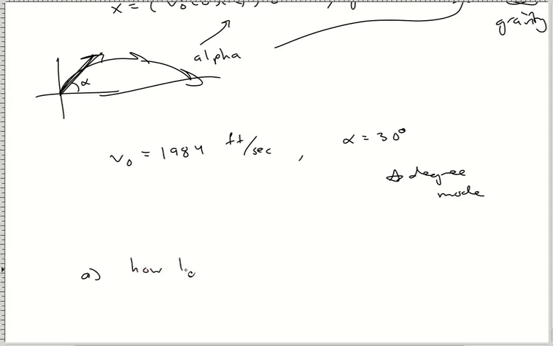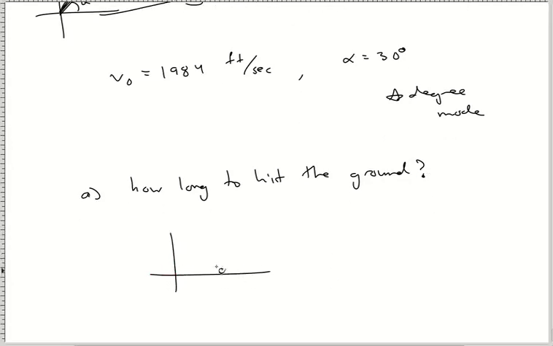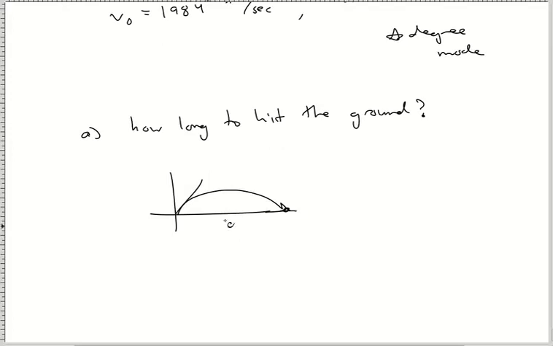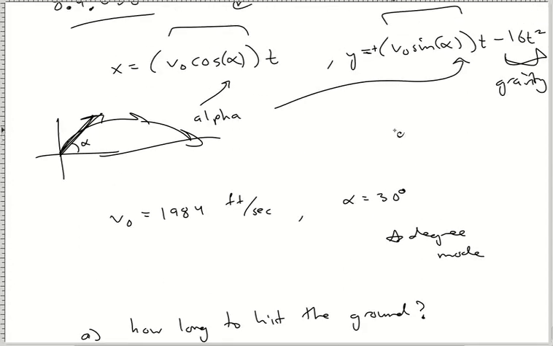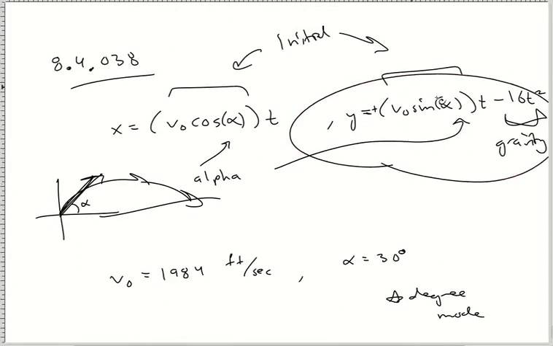So, how long to hit the ground? Think about it. Again, this is a projectile. It's doing something kind of like this. And so, how long did it take to get over here? So I'm going to think that y is equal to 0 here. I'm going to take this formula right here and say y equals 0, and here we go.